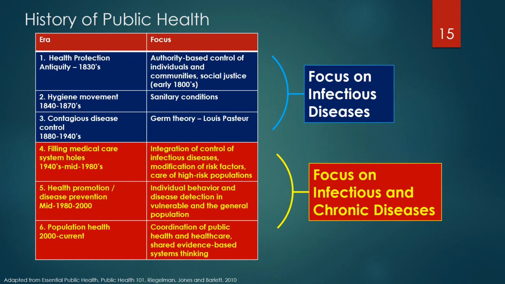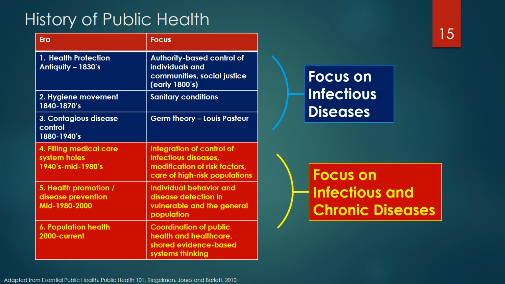There are essentially 6 eras of public health history. 1. Health protection. From antiquity to the 1830s, that focused on authority-based control of individuals and communities and prohibition of certain behaviors. 2. Hygiene movement. From 1840 to the 1870s, focused on implementation of sanitary control of infectious diseases. 3. Contagious disease control. From 1880 to the 1940s, focused on the application of infectious disease germ theory and techniques to control infections.